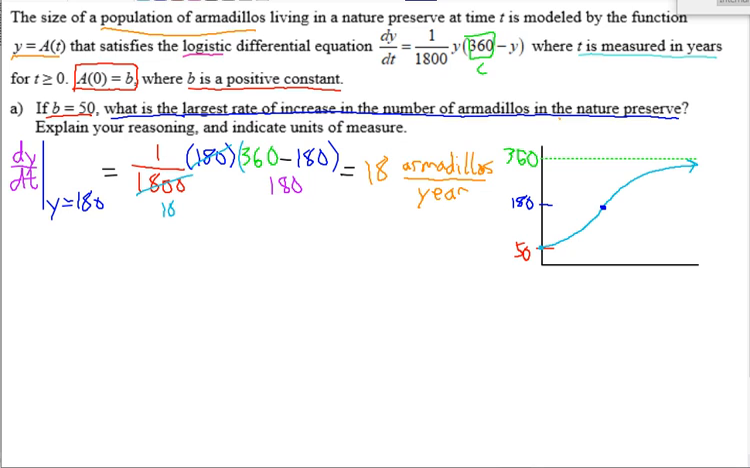And then it'd be explain your reasoning. So it'd be since 180, that's what we put in, is 1/2 of the carrying capacity.